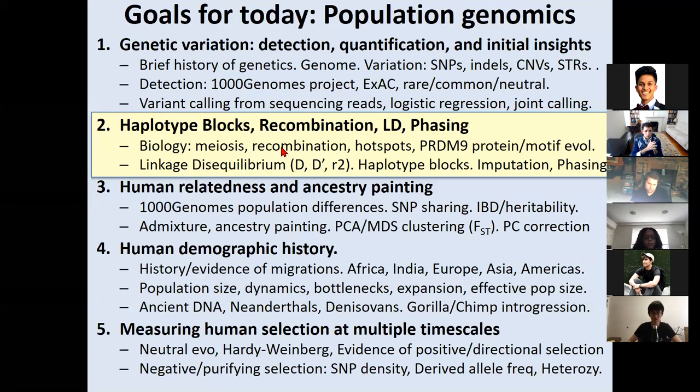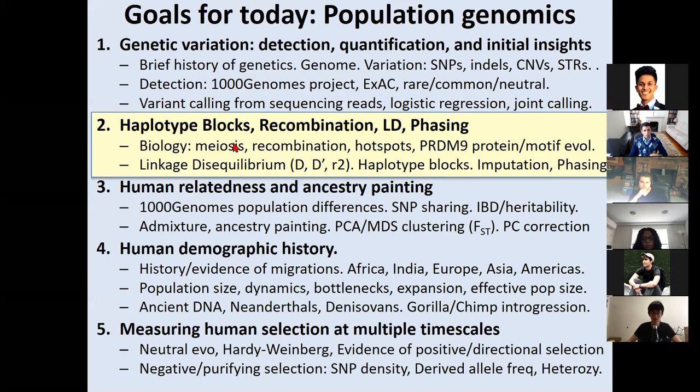So what we've talked about so far is genetic variation, how to detect it, how to quantify it, and some initial insights about the extent of variation in the human population and some of its sources. What I'd like to talk about next is haplotype blocks, recombination, linkage disequilibrium, and phasing, okay?